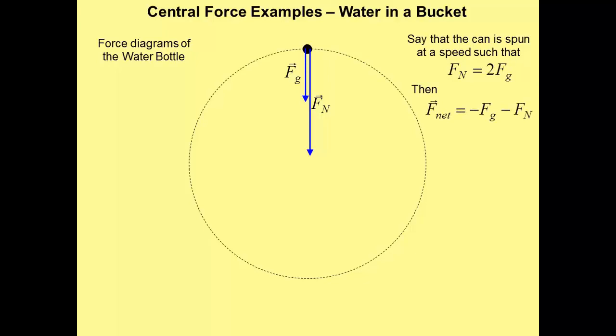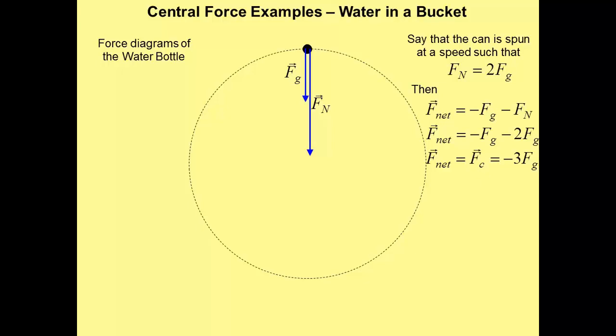The vector sum would be negative F_g minus F_N. Why are they both negative? Because they're pointing down. Right? Down is negative. And if F_N is actually 2F_g, then the net force acting on the water bottle at the top of the circle is roughly negative 3F_g. And the net force acting on the water bottle is the centripetal force, the net inward directed force. Notice it's inward. Down is inward in this case at the top, which is making it move in a circle at a constant speed.